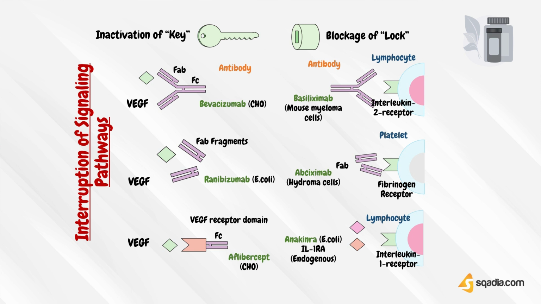Genetic engineering can also be utilized to produce protein constructs that act as endogenous inactivators. For example, interleukin-1 receptor antagonist, IL-1RA, is a naturally occurring protein that can block the activity of interleukin-1, a protein involved in inflammation. Genetically engineered replication of IL-1RA can be used as a therapeutic approach for conditions like rheumatoid arthritis, where excessive inflammation is a key component of the disease process.